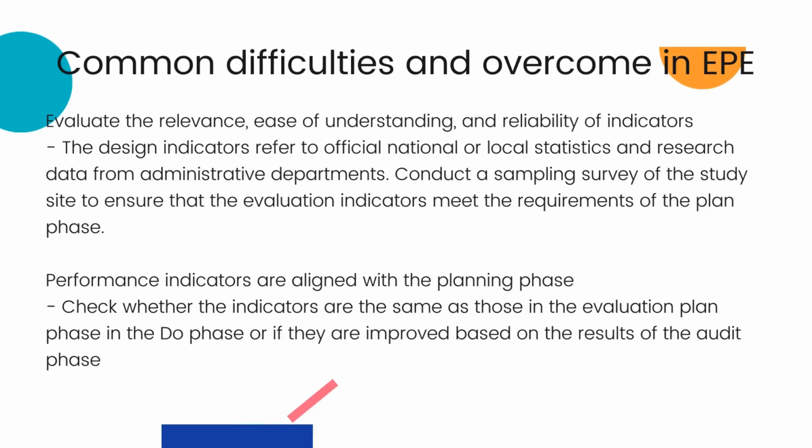Evaluate the relevance, ease of understanding, and reliability of indicators. The design indicators refer to official national or local statistics and research data from administrative departments. Conduct a sampling survey of the study site to ensure that the evaluation indicators meet the requirements of the plan phase. Performance indicators are aligned with the planning phase. Check whether the indicators are the same as those in the evaluation plan phase in the do phase, or if they are improved based on the results of the audit phase.